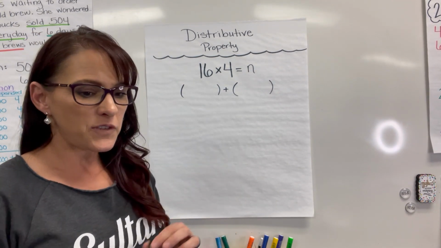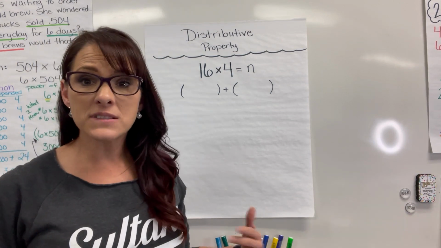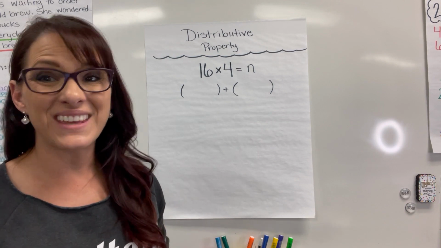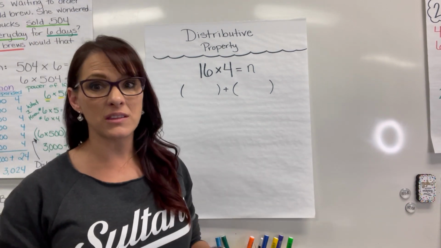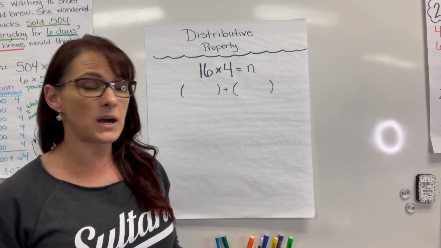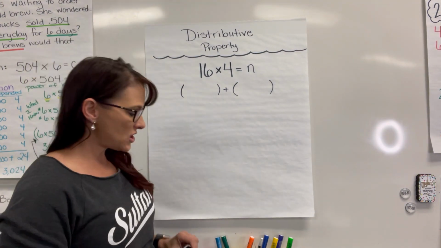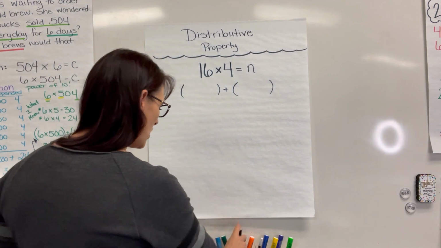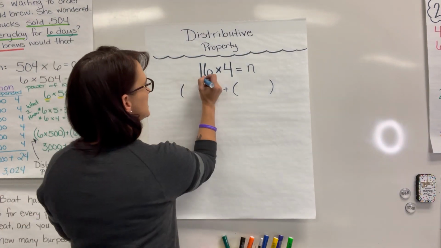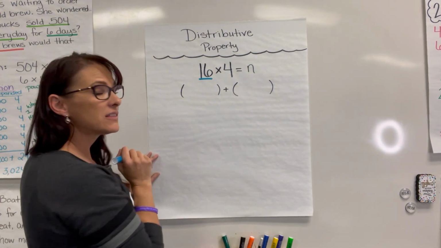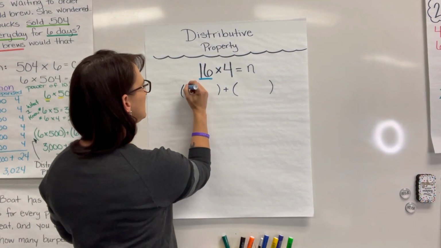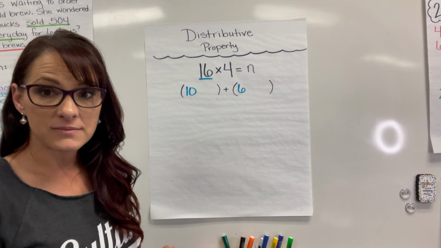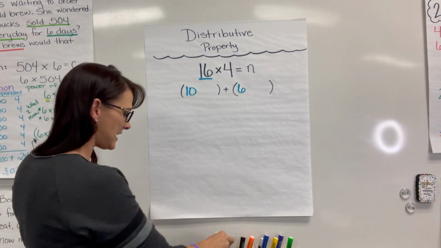Okay, so if you don't know 16 times 4 off the top of your head, you can break up that 16. I'm going to show you the easiest way to do it, but I'm going to show you that there are other ways to do it as well. So I always look at the 2-digit number as the one I'm going to break apart. So I can take 16 and I can think of that as 10 and 6.